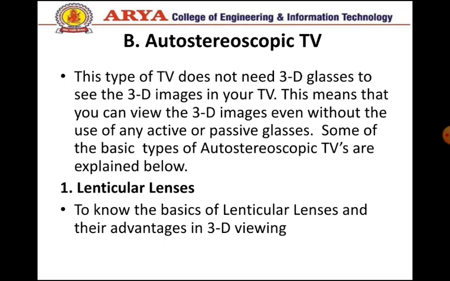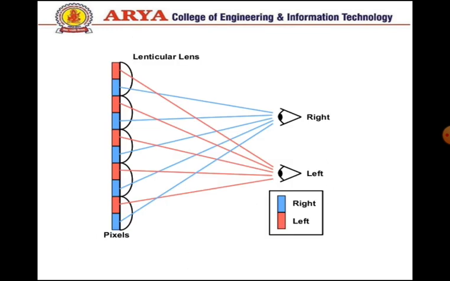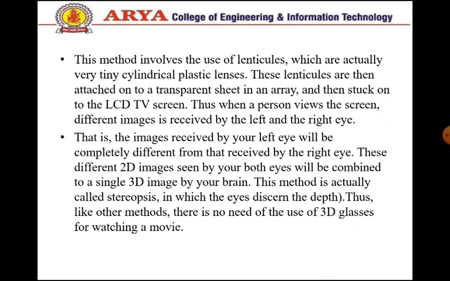Lenticular lenses. To know the basics of lenticular lenses and their advantages in 3D viewing, we need to see that the different eyes are given different slots of red and blue with the help of lenticular lenses, which are arranged in an array. This method involves the use of lenticules, which are very tiny cylindrical plastic lenses. These lenticules are attached onto a transparent sheet in an array and then stuck onto the LCD TV screen.